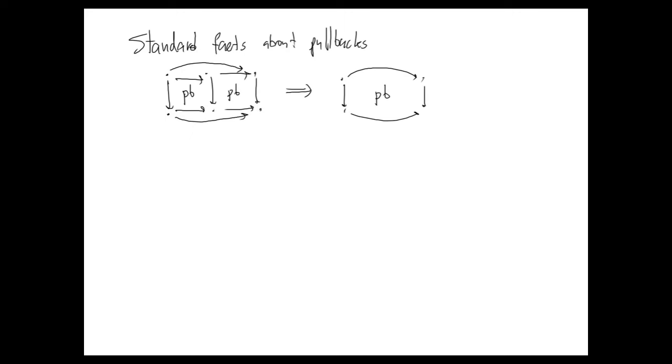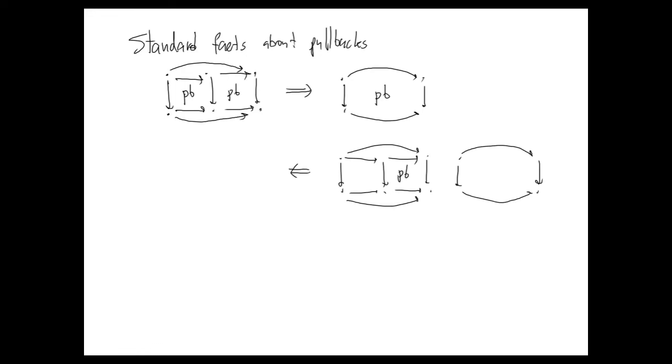A reverse of this is partially true. So if I've got that the second of these diagrams is a pullback, and the merged one is also a pullback, then if I know these two facts, I can conclude that the left-hand side is a pullback as well.